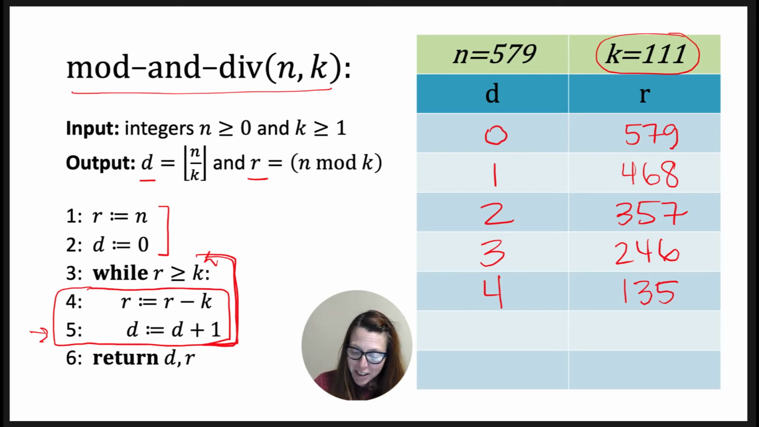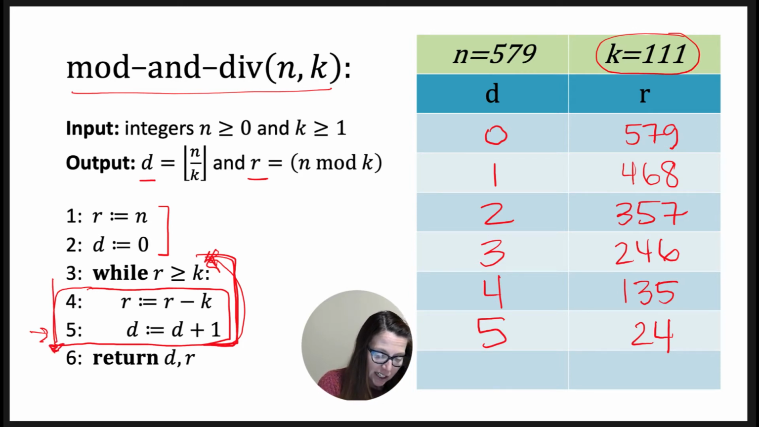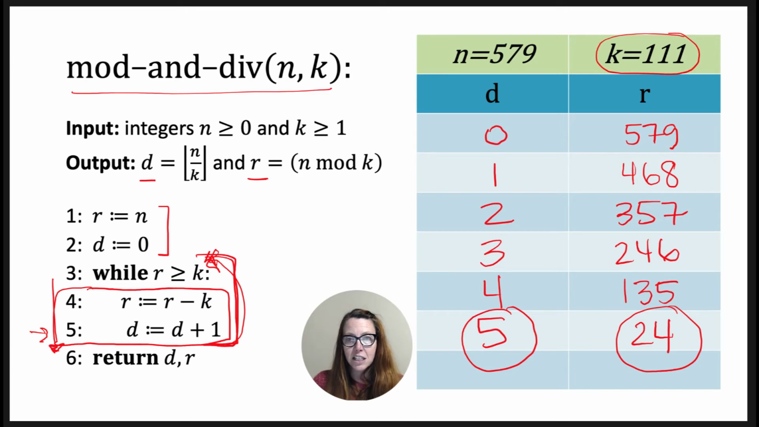135 is still too big, so we're going to subtract again, and this becomes just that 24. D becomes 5. And now this time when we come back up to line 3 and we check, is r greater than or equal to k? It is not, because 24 is less than 111. And so at that point, we drop down to line 6, and it says return d and r. And so we return from this algorithm with d equal to 5 and r equal to 24, which is the answer that we got before.